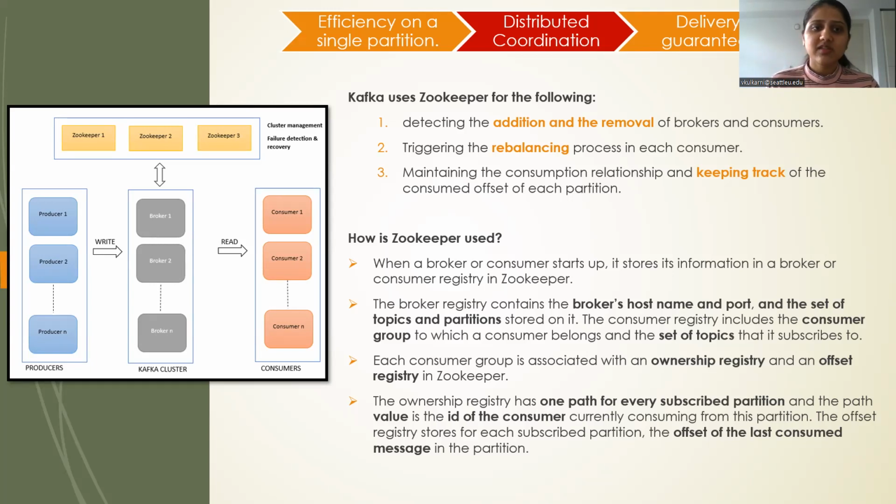Each consumer group is associated with the owner registry, where the key is the subscribed topic and partition, and the value is the ID of the consumer which is consuming from this topic or partition. And there is the offset registry, which saves the last message offset which was consumed from a particular partition.